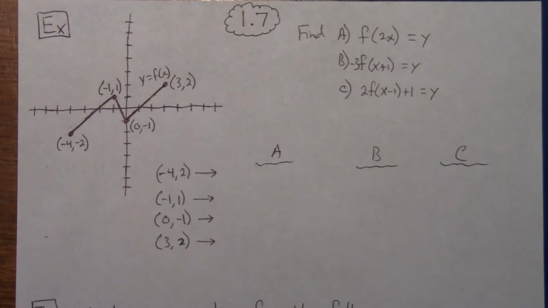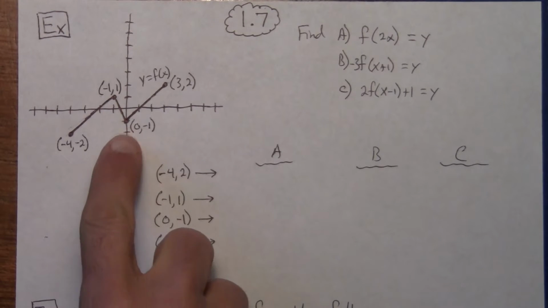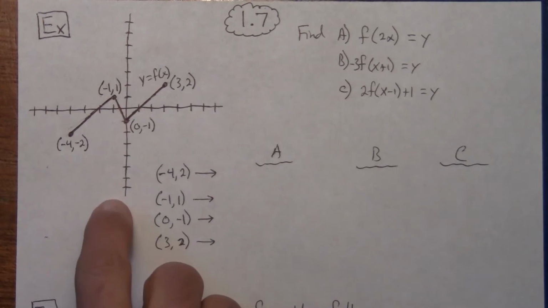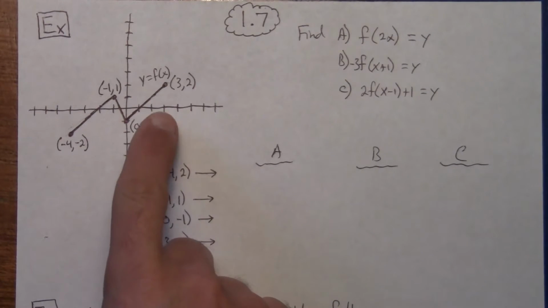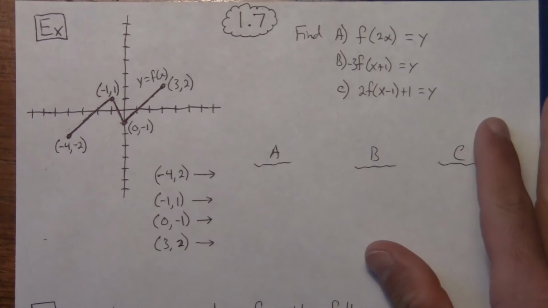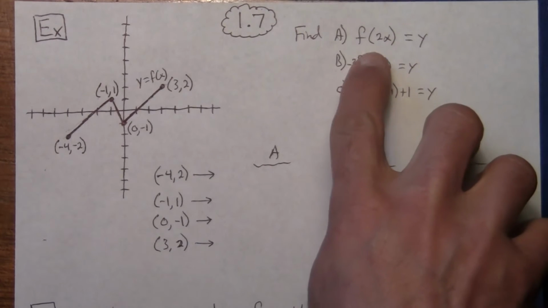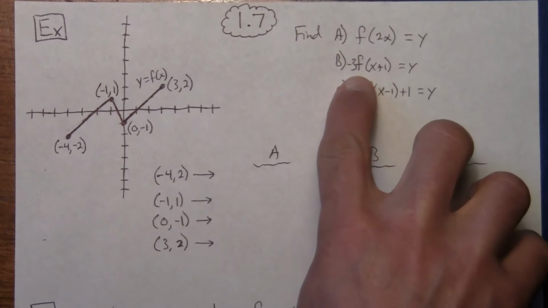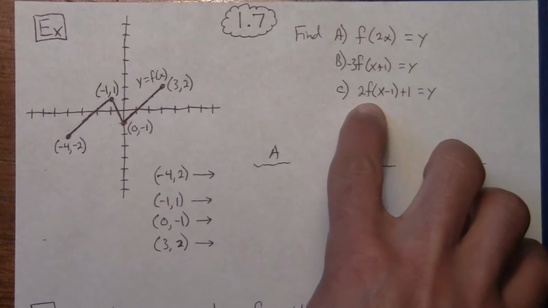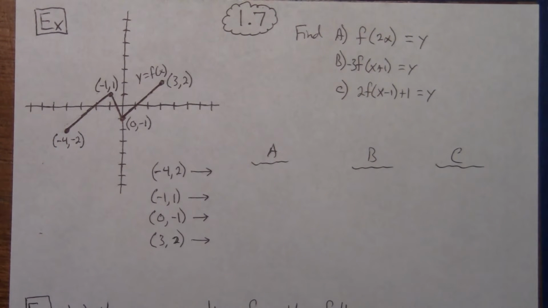It's section 1.7 homework help. I'll do two problems for you today. You had one problem in your homework where they gave you a function, they just called it y equals f of x, some random function, and they labeled some points. And then according to the rules that we learned in class, they wanted you to figure out what f of 2x, negative 3 f of x plus 1, or 2 f of x minus 1 plus 1 would equal.